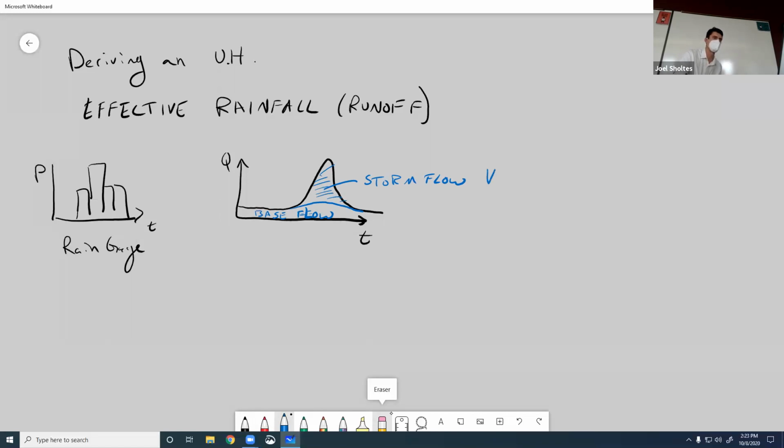And if I know what the storm flow volume is, and I know what the rainfall volume is, so say storm flow volume in inches, I know that's confusing, but that's kind of often how we do it, rainfall in inches, then I can say, okay, well, of this rainfall, a certain percentage was actually effective. So we had this much rainfall come in, and this is our effective rainfall, also known as runoff.